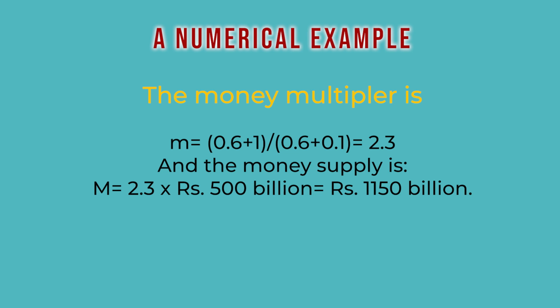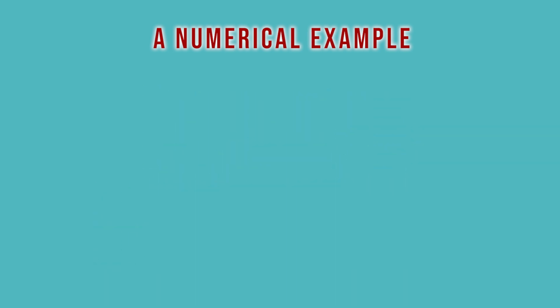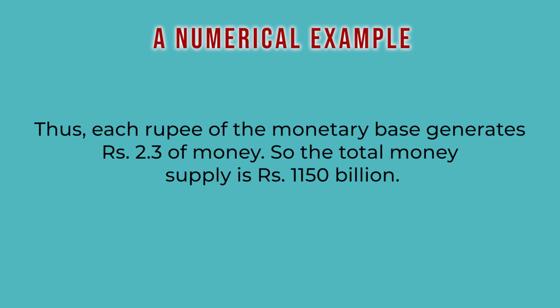So that means the money supply is nothing but 2.3 times the monetary base, which was 500 billion rupees, that is 1,150 billion rupees. So each rupee of the monetary base generates 2 rupees 30 paisa of money. So the total money supply amounts to 1,150 billion rupees in this case.